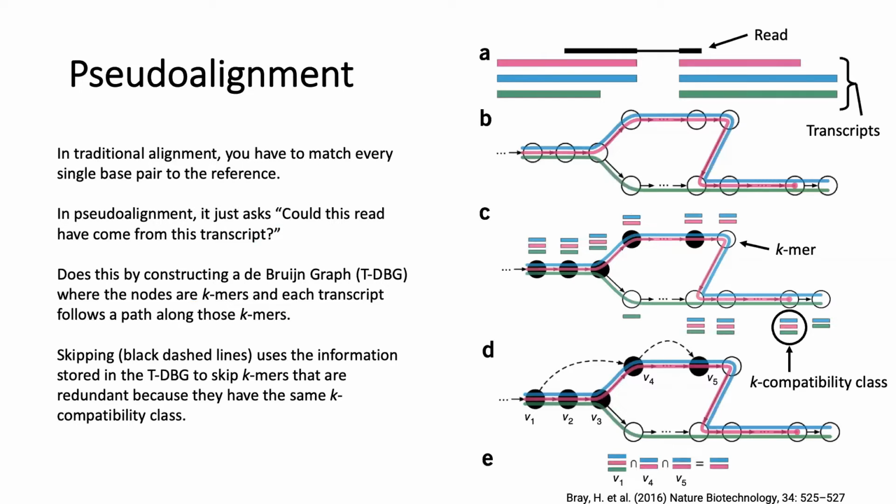So the pseudo-alignment basically uses all this information and is able to run really quickly because it can skip certain bits of information. That's what these dashed lines are trying to demonstrate here. Basically, if there are these k-compatibility classes all in a row, it's able to skip that redundant information and do the alignment much faster than a regular aligner.